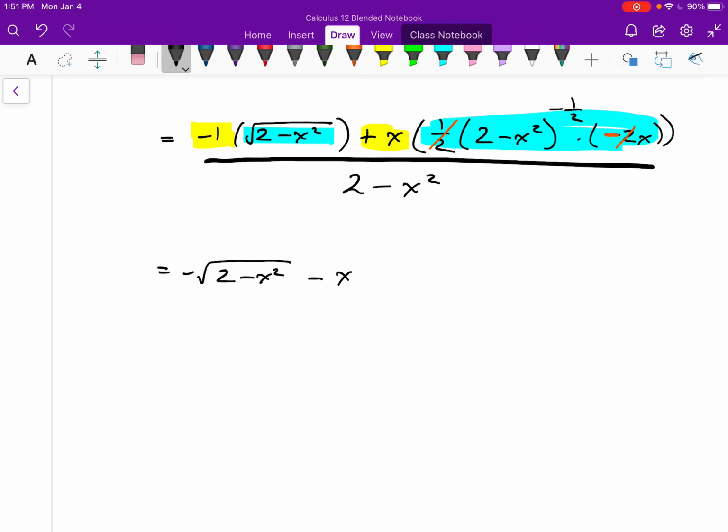And what else do I have here? I have an x times another x, so I'm going to make this x squared. And all that is being multiplied by 2 minus x squared to the power of negative 1/2. So I'm going to write that as a fraction, as the square root of 2 minus x squared. And all this is over 2 minus x squared.